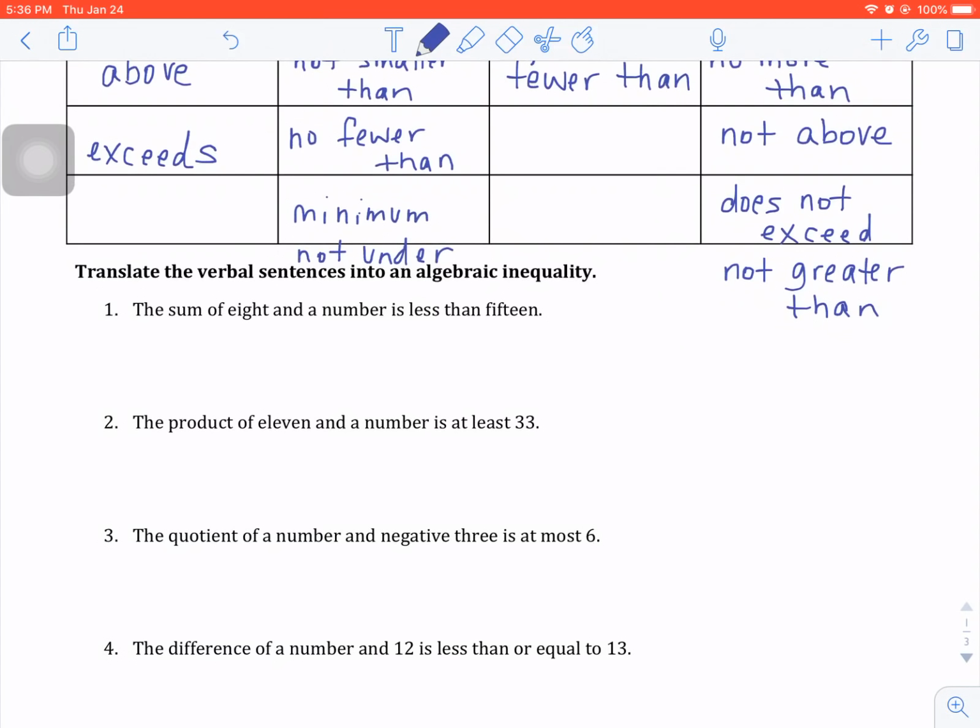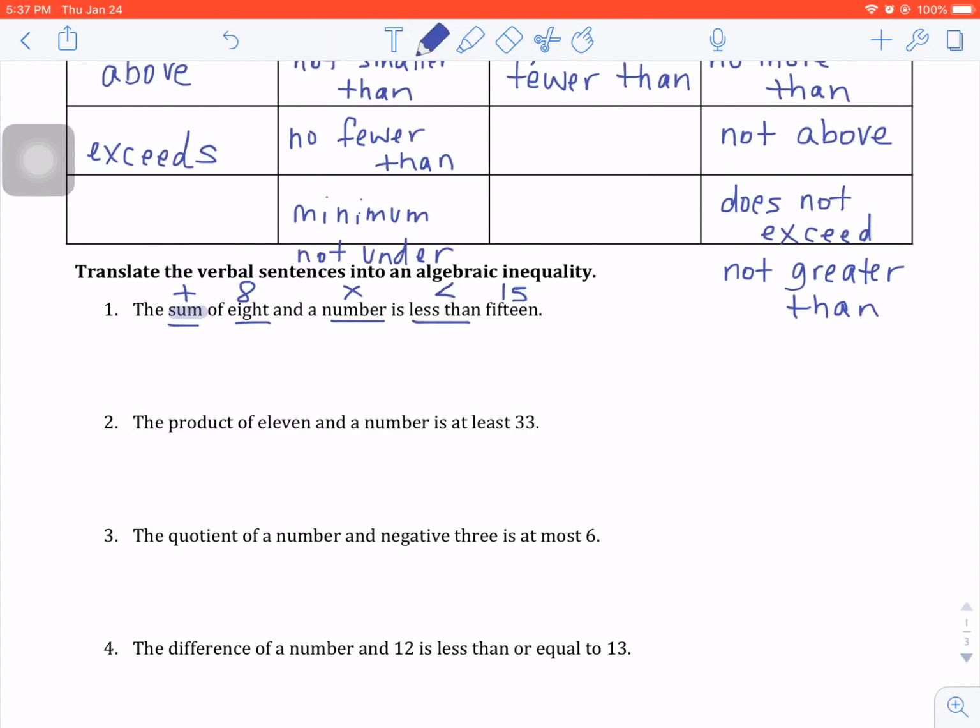So when you think of sum, you've got to think of what operation goes with the word sum. And that operation is going to be addition. The sum of 8 and a number. So that means you are going to add a variable. I'm just going to use x for this example. Is less than, I'm going to use my less than symbol, and then the number 15. So we have the sum of 8 and a number is less than 15.